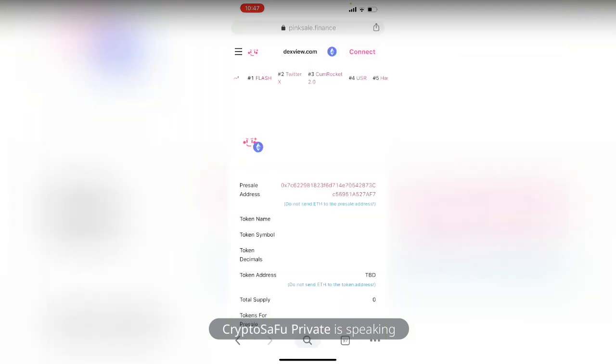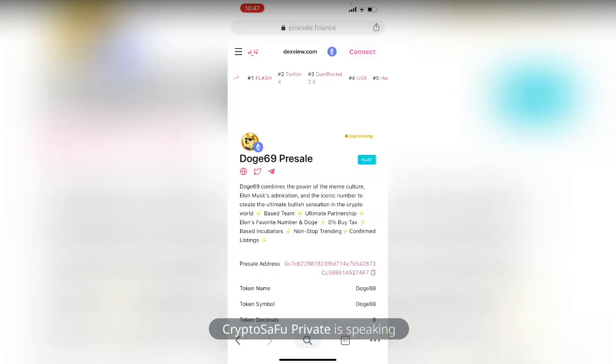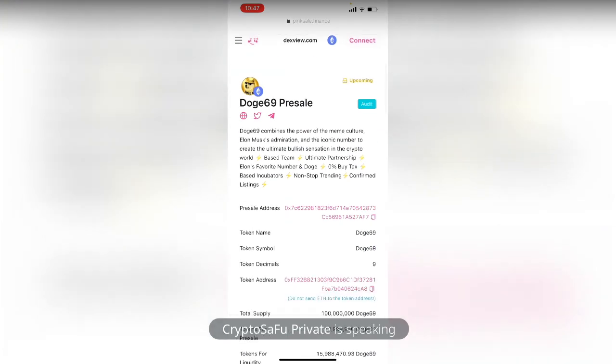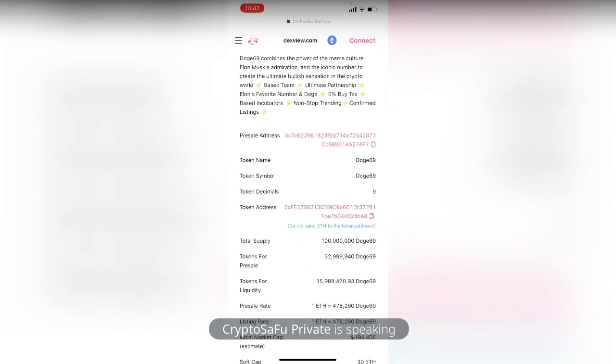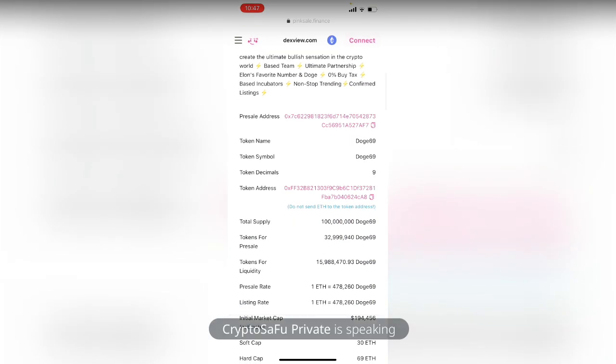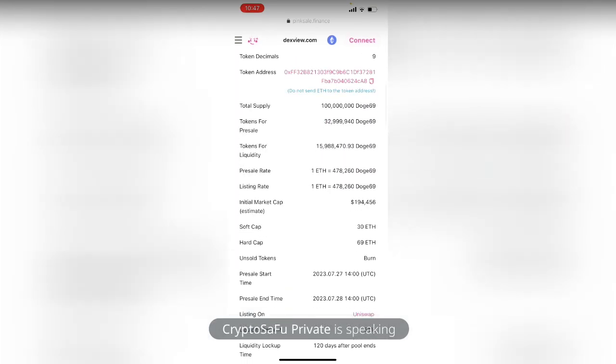So right now, this is a normal pre-sale. This Doge 69. Yeah, exactly. So this is a pre-sale. The one I explained the last time is about the fair launch. So if you come to pre-sale, you are going to see the pre-sale rate, which is going to tell you one Ethereum is equal to 478,000 Doge 69. So that means it is fixed.